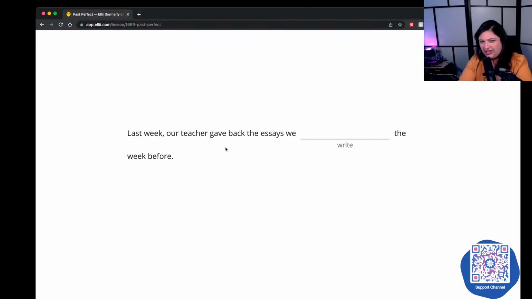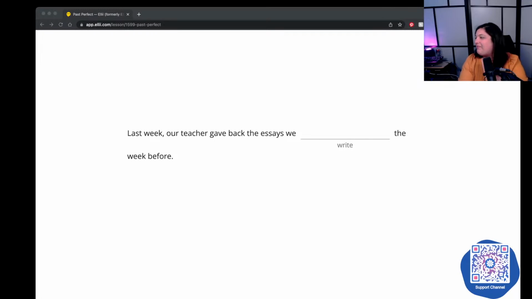Last week, our teacher gave back the essays we blank the week before. Now, don't forget, we need had plus the past participle in order to make it the past perfect.